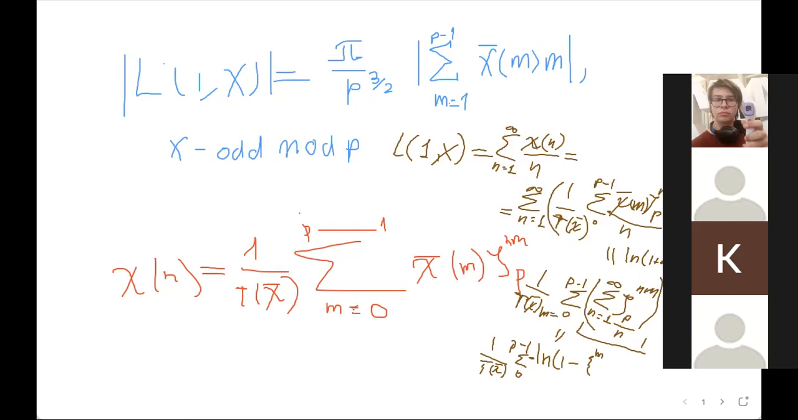Taylor series for logarithm. What is it? Alpha minus alpha squared divided by 2 plus etc. So if I take not alpha but minus alpha, I will get minuses everywhere. So I should start with minus.